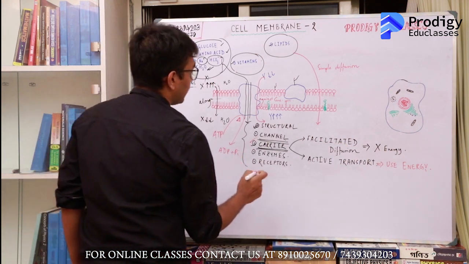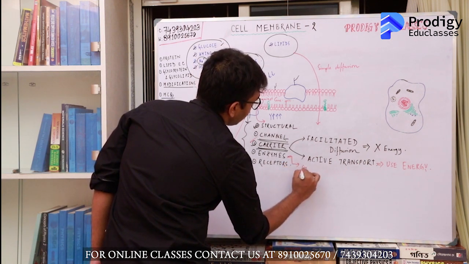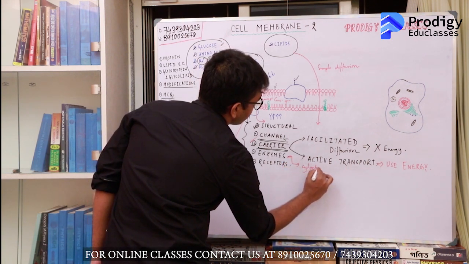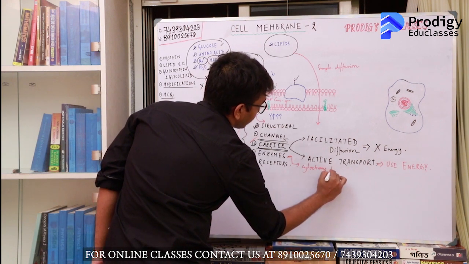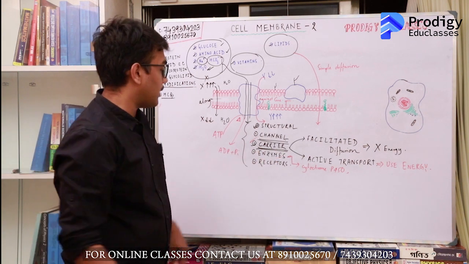Next, some proteins will be functioning as enzymes within the membrane. You'll find enzymes like cytochrome. One example will be cytochrome P450. Such enzymes will be present in the cell membrane.